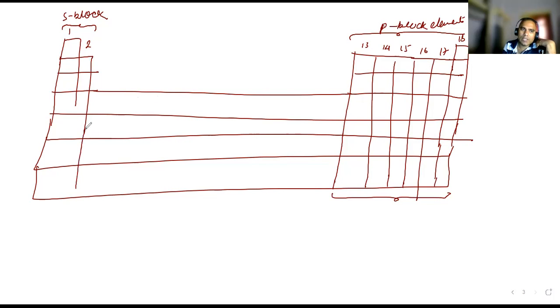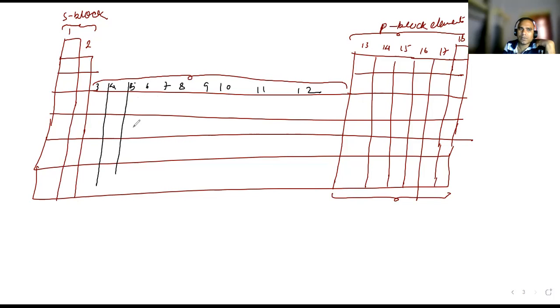What about this one? Can you see in your book? What will be the name of this one? There are groups 3, 4, 5, 6, 7, 8, 9, 10, 11, and 12. What will be the name of this one? These 10 groups, aren't they the transition elements? Transition metal. This is going to be transition metal.